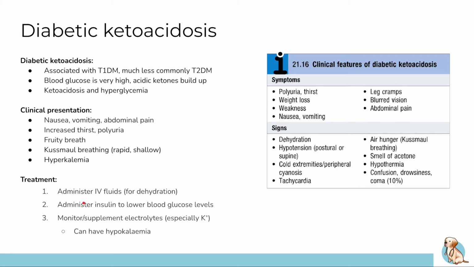You want to first treat with IV fluids for dehydration, administer insulin to lower blood glucose, and monitor electrolytes, especially potassium, because insulin can cause a shift of potassium into cells, causing hypokalemia.